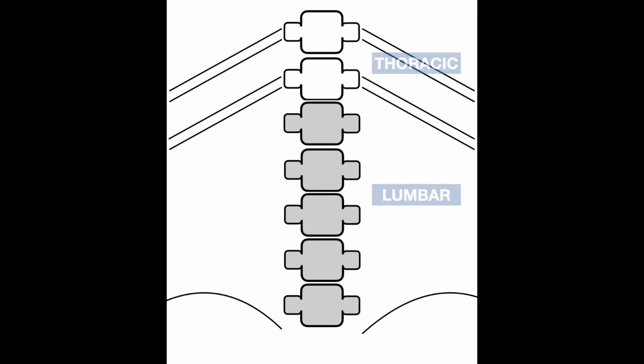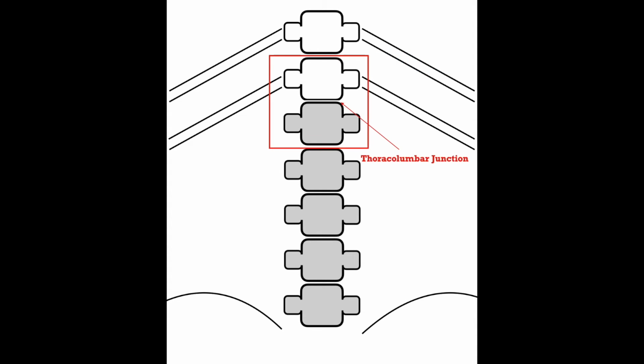Okay, so let's recap. The human spine has 12 thoracic vertebrae that make up the middle back and 5 lumbar vertebrae that make up the lower back. The TL, or thoracolumbar junction, is the transition joint between the middle and lower back.